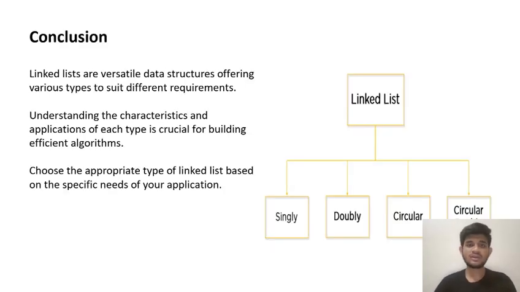Now let us see the conclusion of these types of linked lists. Linked lists are versatile data structures offering various types to suit different requirements. Understanding the characteristics and applications of each type is crucial for building efficient algorithms. Choose the appropriate type of linked list based on the specific needs of your applications.